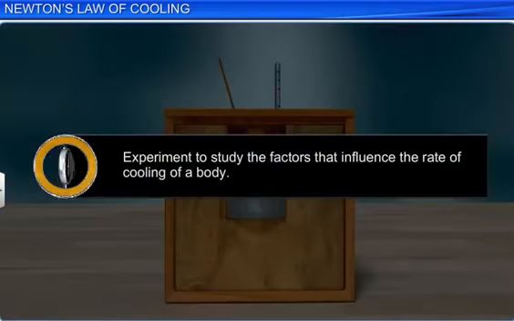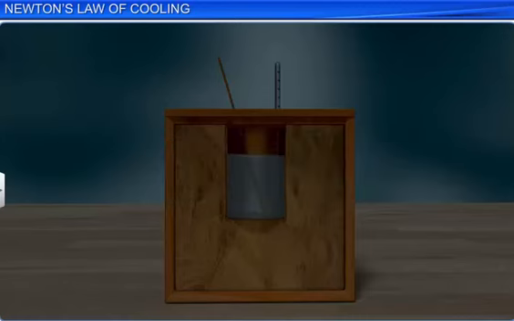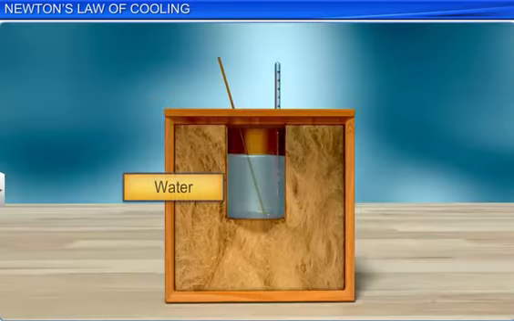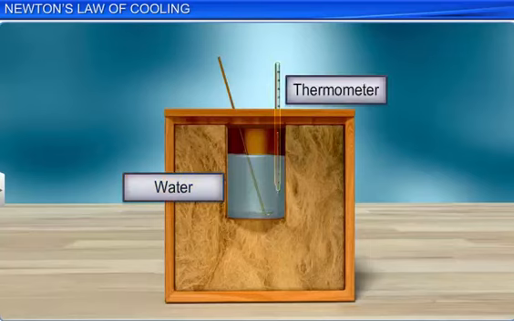Let's conduct an experiment to study the factors that influence the rate of cooling of a body. Let's take some water at room temperature in a calorimeter and place in it a thermometer. If the temperature of the water is T1 degrees Celsius, then the temperature of the surroundings is also T1 degrees Celsius.